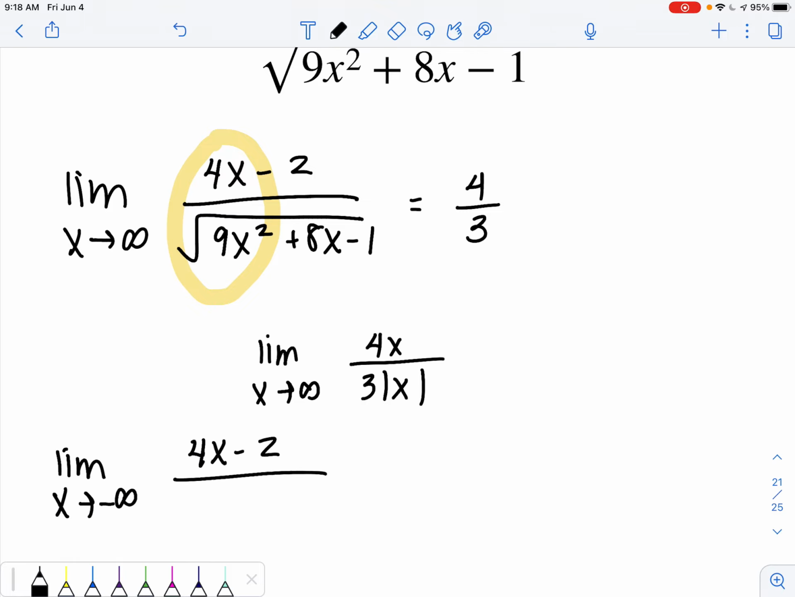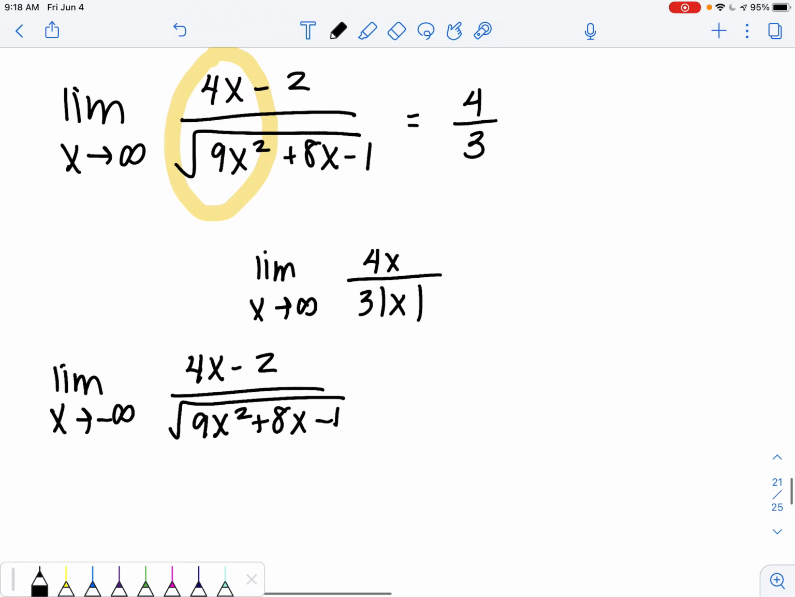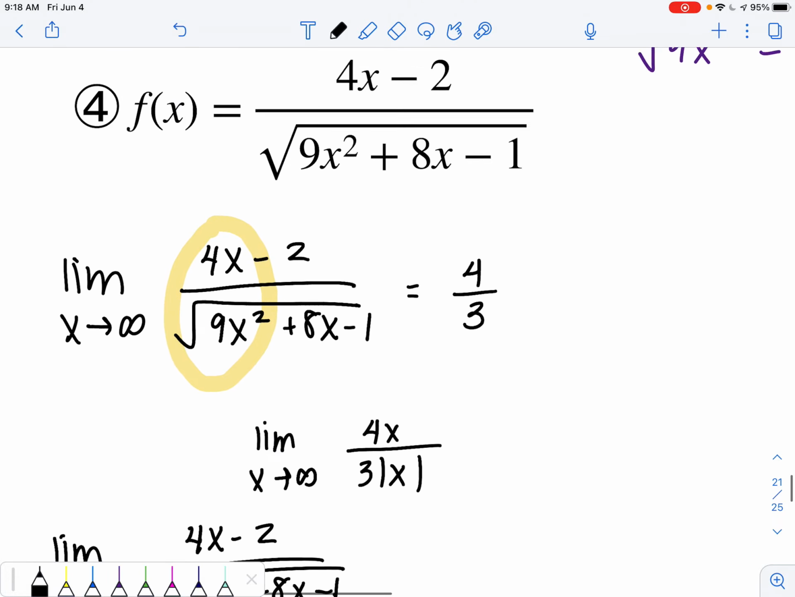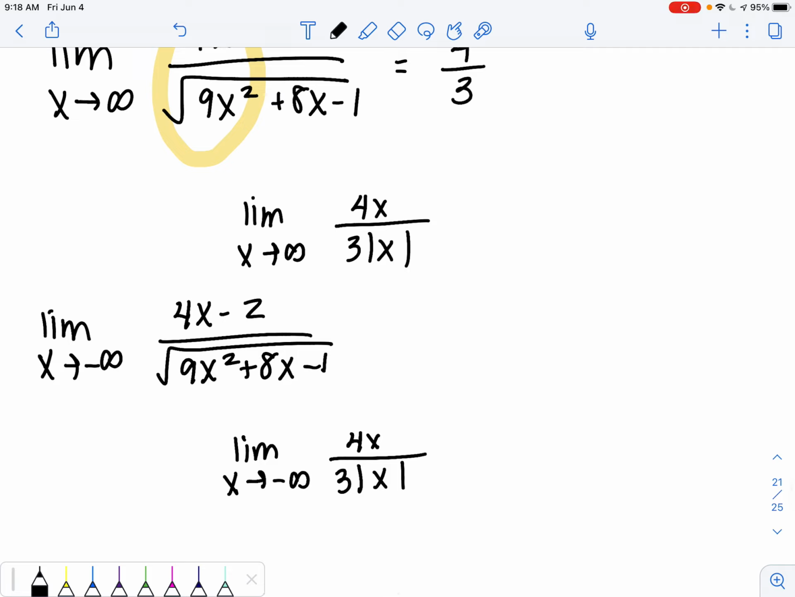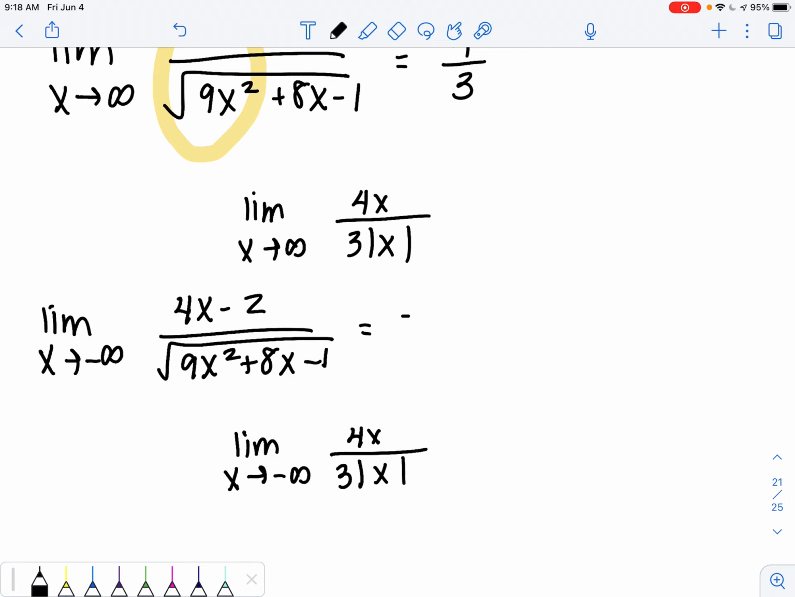But now as we go to the left of this function, that's why that absolute value piece is really important to remember from when we simplify nth roots. So now as we go to negative infinity of 4x over 3 times the absolute value of x, 4x is going to be a very large negative number. But in the denominator, the absolute value of those negatives gets canceled out, and it's really like having a positive. So we have negative over positive, so we're going to actually get negative 4/3 here.